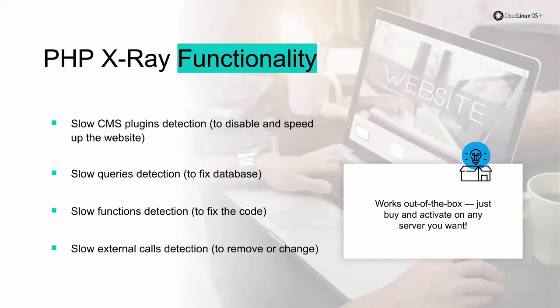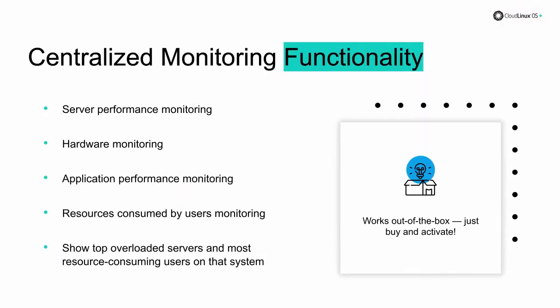PHP X-Ray functionality has the ability to detect slow plugins, slow database queries, slow functions within PHP itself, and slow external calls that you can remove or change. Centralized monitoring functionality can, of course, detect server performance, hardware performance, virtual or cloud, and application performance inside of your server. You can even find out the user's resource usage, and from that top-down view, be able to determine the slowest server and the slower users on the server of your system.